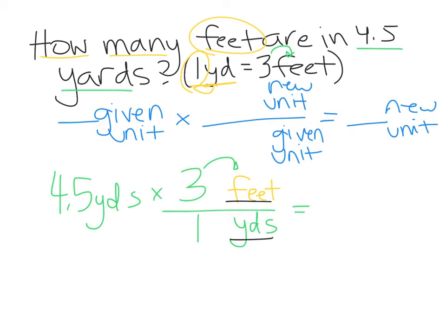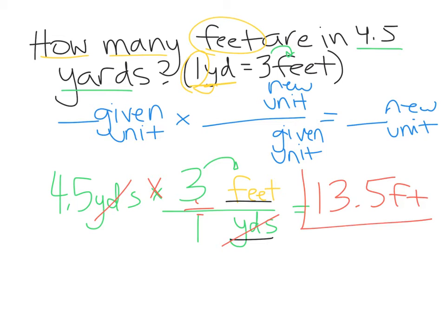Then, as soon as we've got everything set up, we're going to multiply on top and divide by the bottom. So we're going to do 4.5 times 3 divided by 1. And we're going to get 13.5. And now remember, our given units cancel. The yards on top cancels with the yards on the bottom, so we end up with our new unit, feet. So how many feet are in 4.5 yards? Well, 13.5 feet.